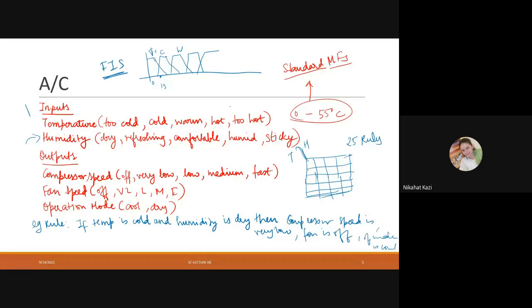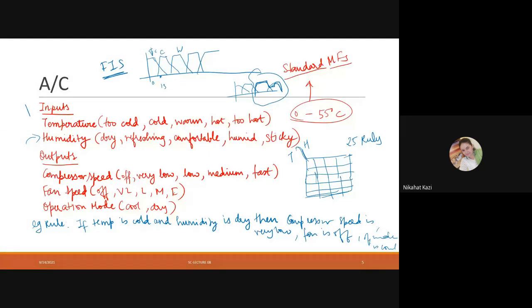Suppose we are talking in terms of compressor speed. So compressor speed also has all this, right? Something like this, all this, right? So maybe this much is the region. Only this much is the region where the output is expected. Okay, this much. So that will be the output actually of the inference engine.